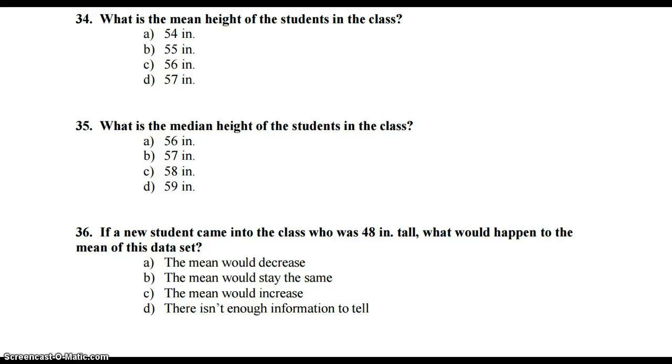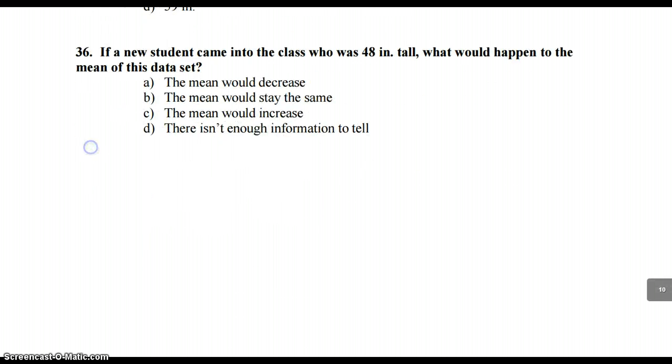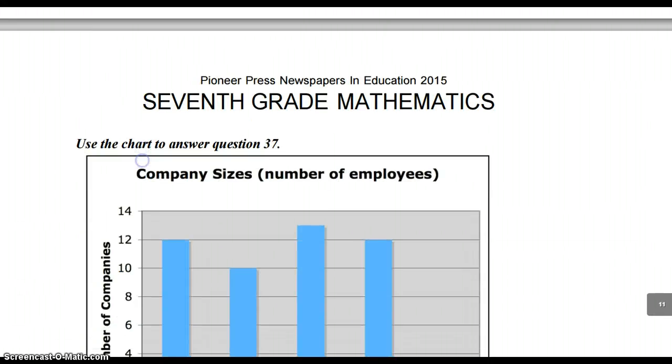Well, you are adding another person into the class, which will affect your mean, obviously. And you're adding in somebody who's shorter than the actual mean, which was 56. Okay, so the average was 56. If you bring in somebody that's shorter than that average, it's going to decrease your mean. So we're looking for A there. And you could actually go ahead and calculate that if you wanted to, but that would take you a little bit longer. Not much, especially if you have a calculator, but there you go.